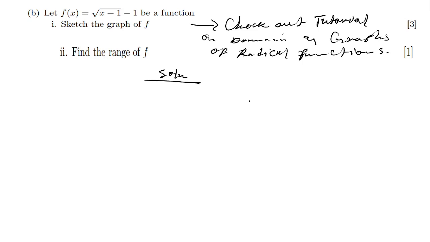So you have f of x is equal to square root of x minus 1, and then minus 1. So here, guys, the first thing you need to do is to find the domain. For the domain, you take what is inside the root, which is x minus 1, which should be greater than or equal to 0. So x will simply be greater than or equal to 1.